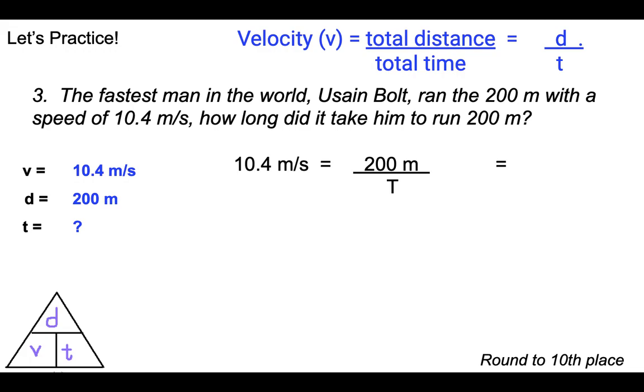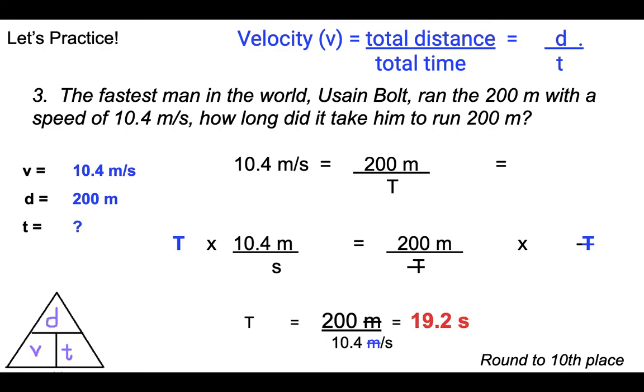So once again, we set up our equation. Velocity is equal to distance over time. 10.4 meters per second is equal to 200 divided by whatever the time is. And once again, we don't like that in our denominator, so we're going to multiply both sides by time. It'll cancel out on the right side of the equation. Now time times 10.4 meters per second is equal to 200 meters. And when I do my math, to figure out time, I'm going to have to divide both sides by 10.4. 200 divided by 10.4 gives me 19.2 seconds.